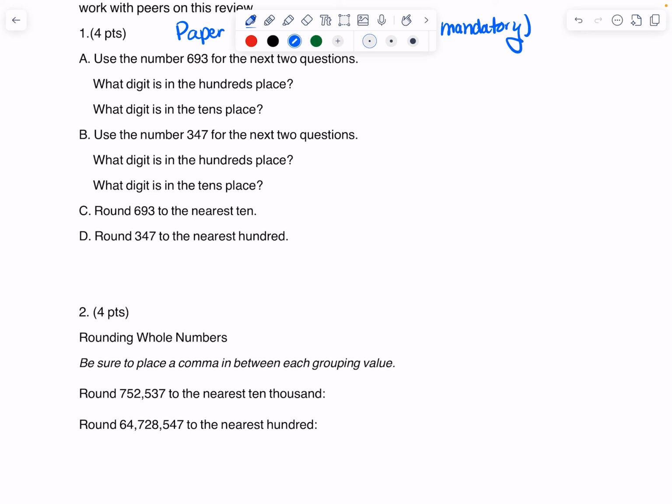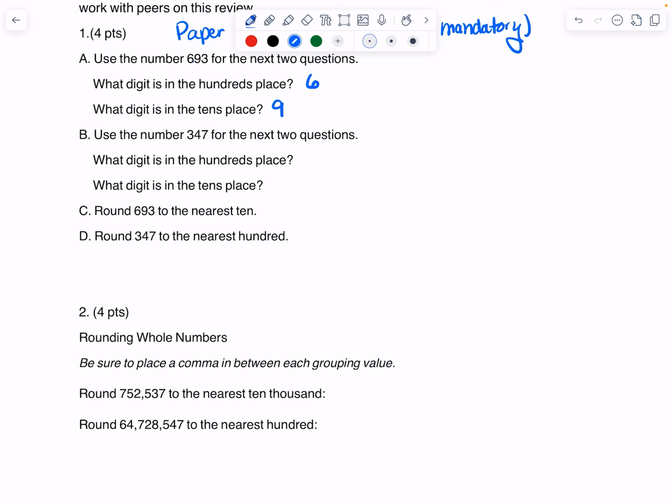So for question number 1, it says use the number 693 for the next 2 questions. What digit is in the hundreds place? The digit that's in the hundreds place is 6. What digit is in the tens place? The tens place, the digit is 9. Remember, the 3 is in the ones, the 9 is in the tens, and the 6 is in the hundreds place.